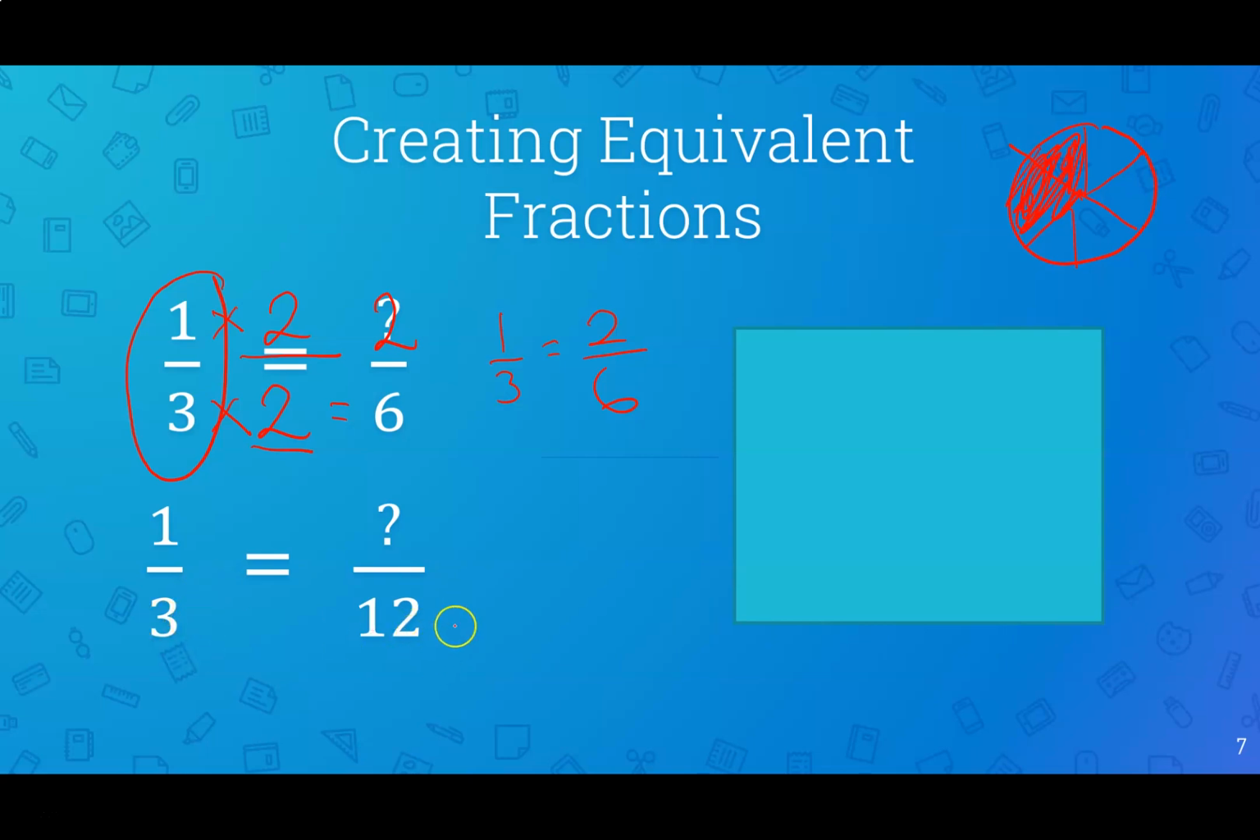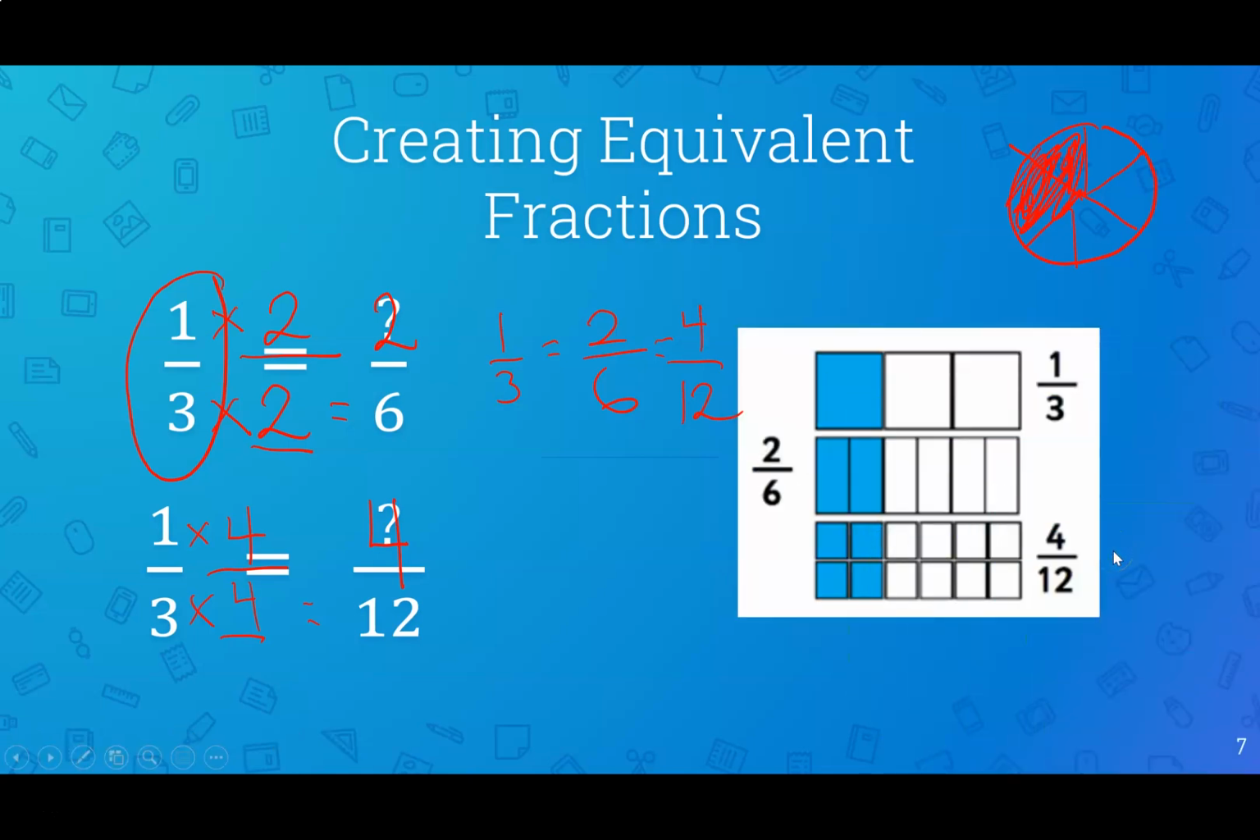Let's try one more. If we want an equivalent fraction with a denominator of 12, we must multiply by a different number. So 3 times something equals 12. That's right, 3 times 4 equals 12. We must also multiply the numerator, the top number, by 4. 1 times 4 is 4. So 1/3 is equivalent to 2/6, and it is also equivalent to 4/12. And here we can see a picture of what that looks like using a rectangle.